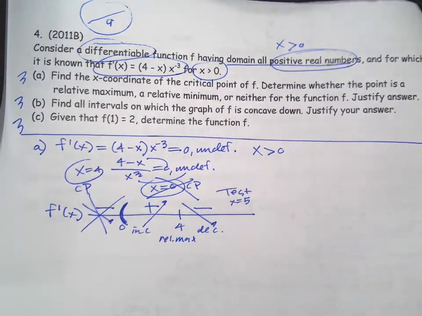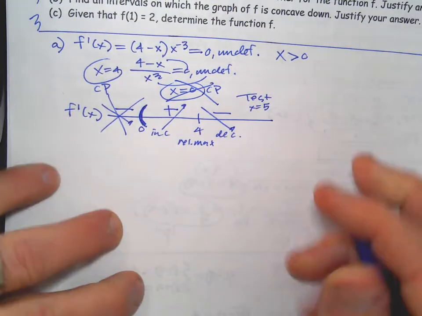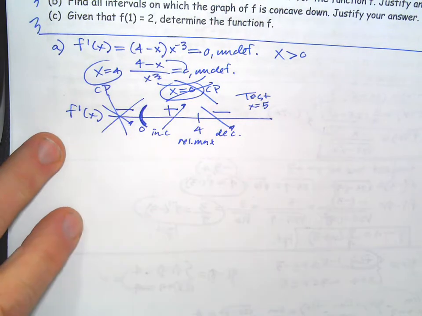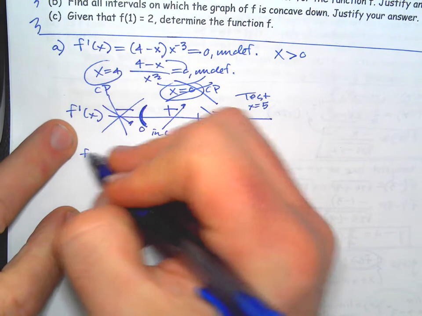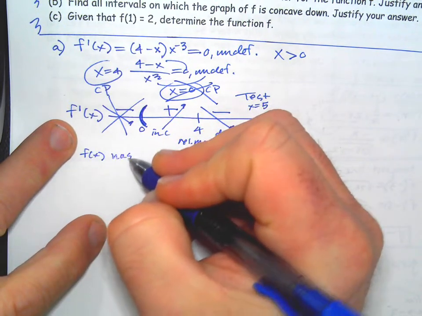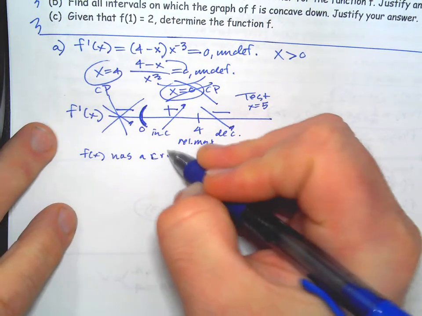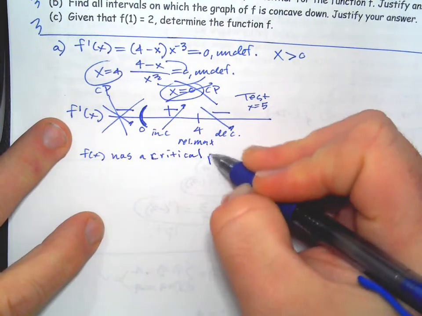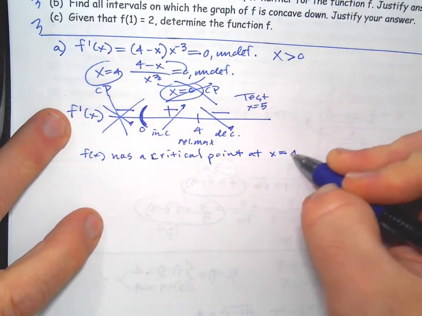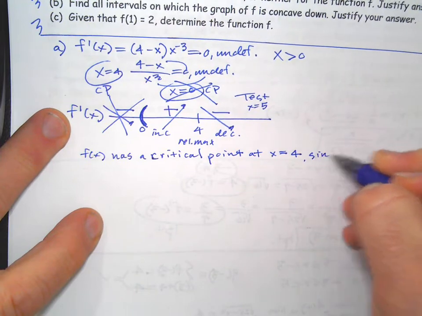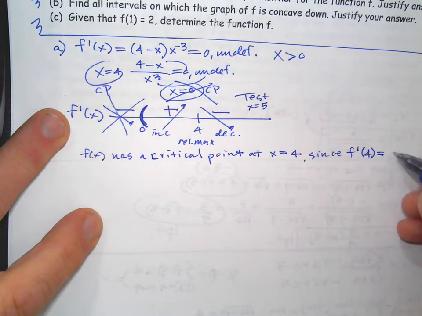And they just want to know the x-coordinate. But you have to justify it. So to justify this, you have to say, well, first of all, they want a critical point. f of x has a critical point at x equals 4 since f prime of 4 equals 0.